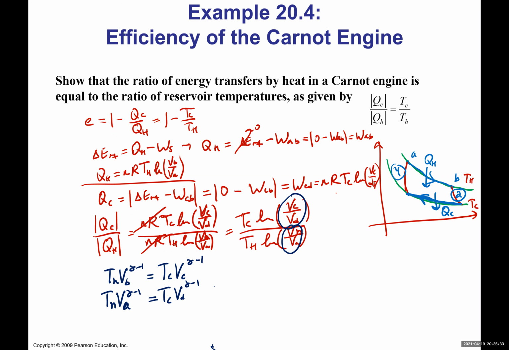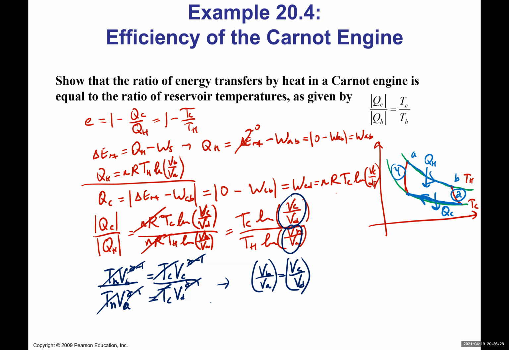Now, from here, we can do some algebra. We can get rid of the temperatures. If I divide those two equations, I can get rid of T_H and T_C. So we have V_B^(gamma minus 1) over V_A^(gamma minus 1) equals V_C^(gamma minus 1) over V_D^(gamma minus 1). Since they all have exactly the same exponent, the exponents cancel out, and that means the ratio V_B over V_A is equal to the ratio V_C over V_D.